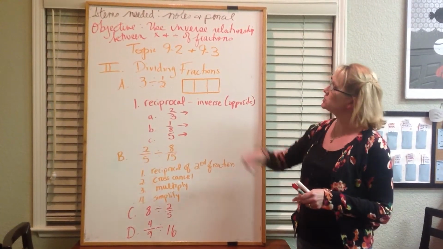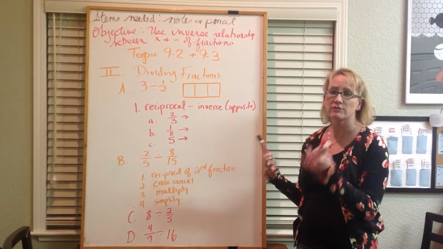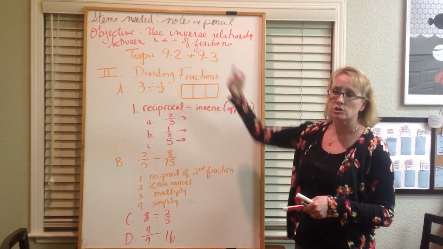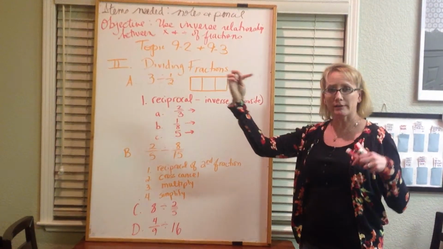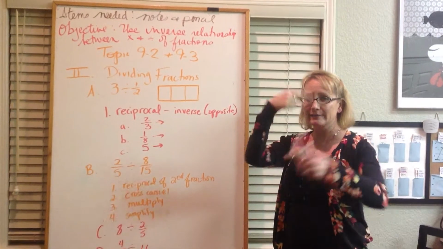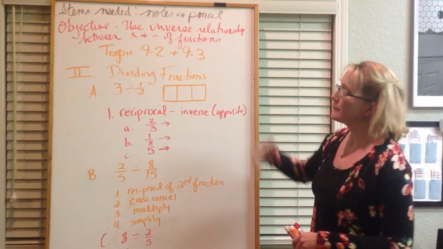Our objective is to use inverse relationships between the multiplication, the division, or fraction so we can solve them. Inverse means opposites. So when you multiply fractions, you just multiply the numerators and the denominators. When you use division, you're going to do the inverse. We're going to flip one of them. We're going to do the opposite and then multiply. And I'm going to explain to you why.